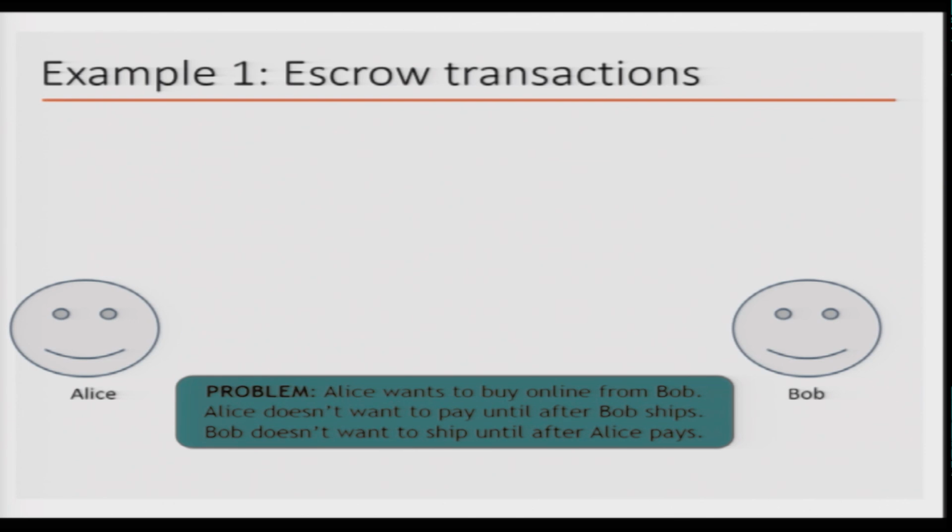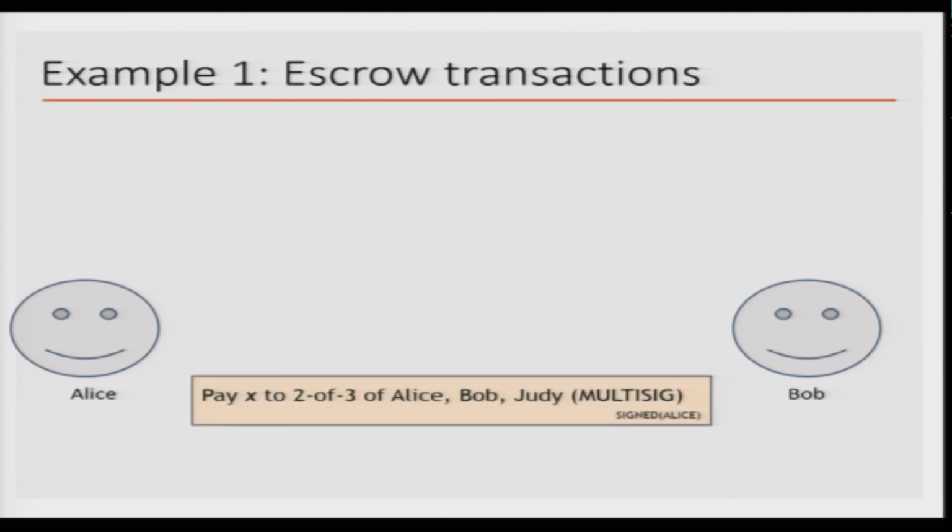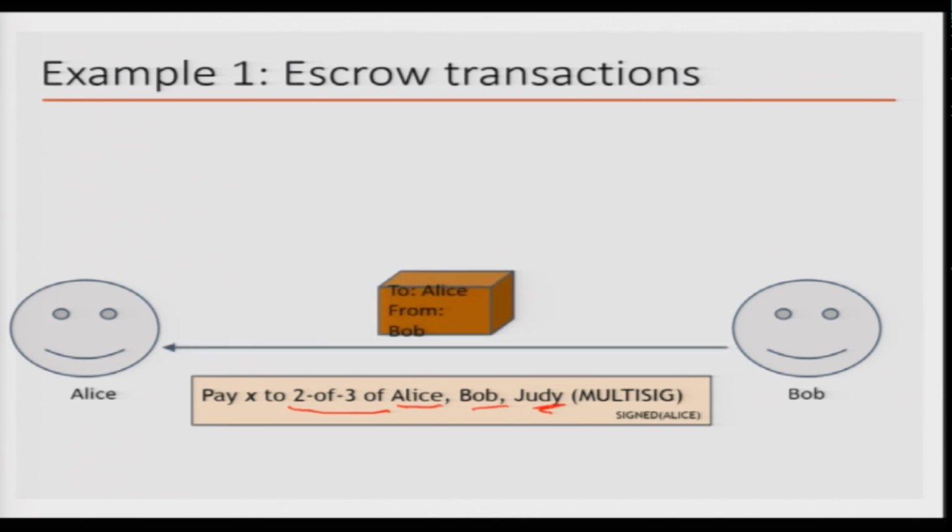So, in case there is a problem, the escrow keeper will pay the money to Bob. What happens is that Alice writes a transaction that sends the money to an escrow account, and it's a multi-sig instruction which says that it requires 2 out of 3 signatures: Alice, Bob and Judy, who is the adjudicator, the escrow person.